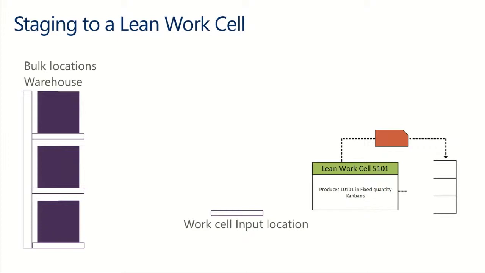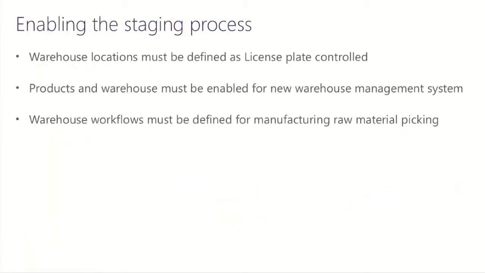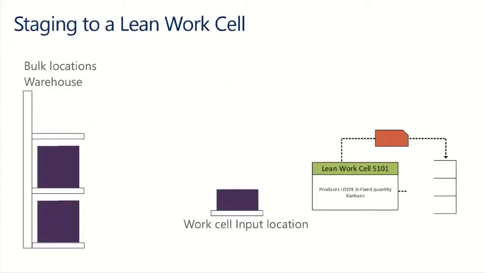So when the warehouse worker is asked to move to the input location, with the pick and put work, it will not only be moved by the demand quantity. We will move everything that is on that pallet, so license plate, like this. And then when we have moved, we will start consuming what we need in our demand. So this is the one way how we can achieve movement from the warehouse to a work cell input location.